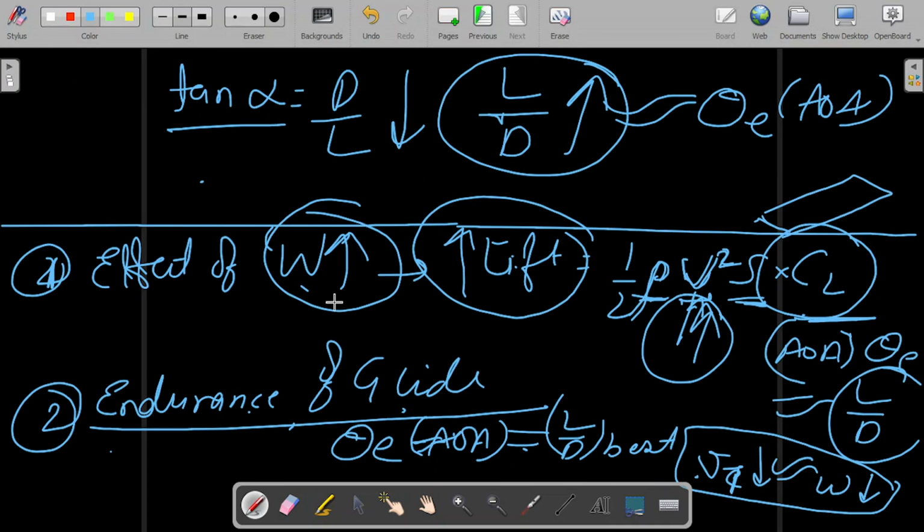I have discussed how the effect of weight gives you a higher velocity when the aircraft is gliding. So here I complete my session on gliding. I hope you understood the points.